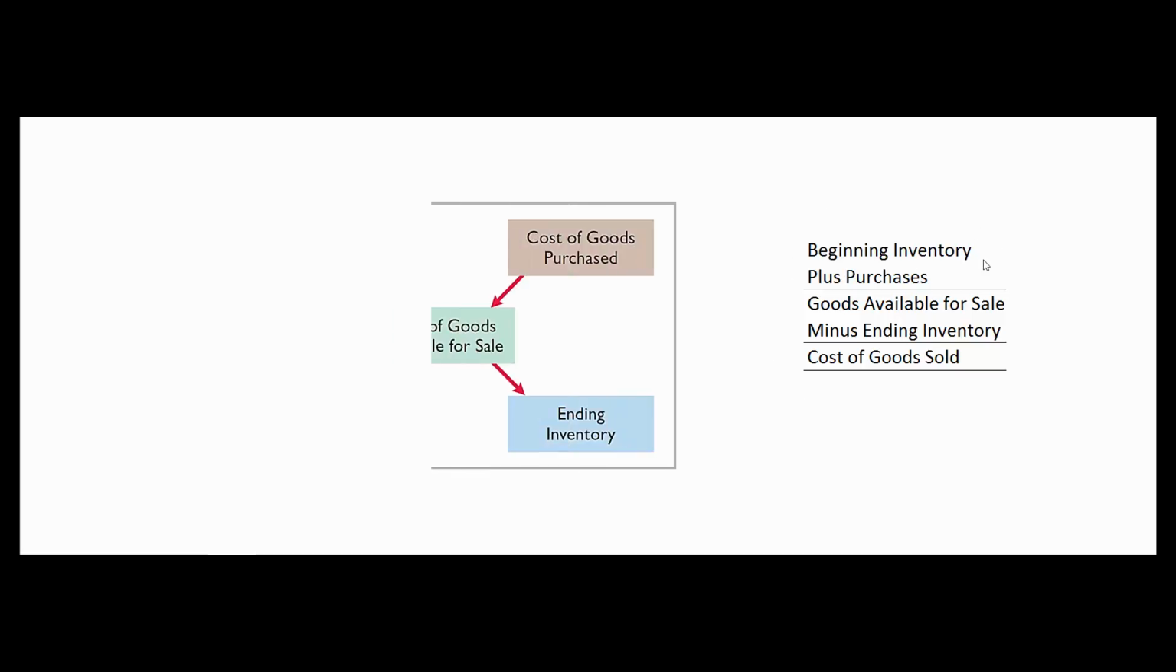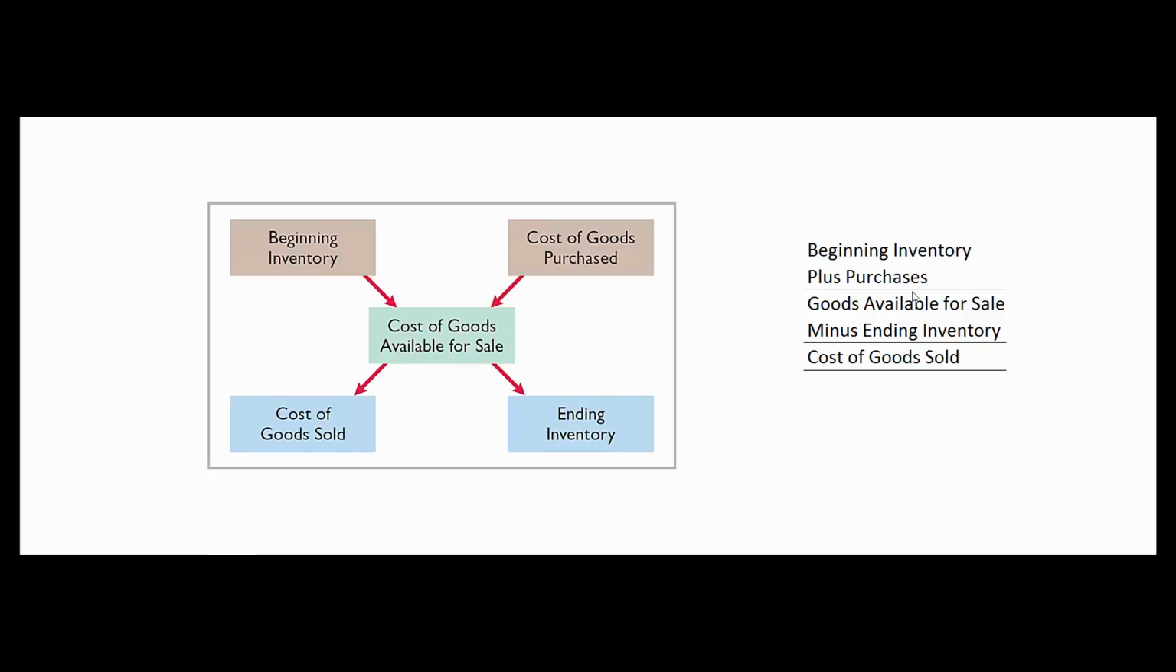So since we don't update our inventory when we use the periodic inventory system, we don't know what our cost of goods sold is until the end of the period. And then we take our beginning inventory plus the purchases during that period, and that gives us our total goods that were available for sale. We take a physical inventory, so we know what's left, and that tells us what our cost of goods sold must be. Goods available for sale minus ending inventory gives us cost of goods sold.